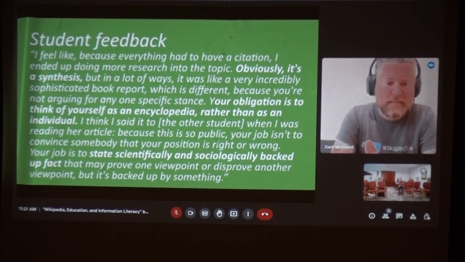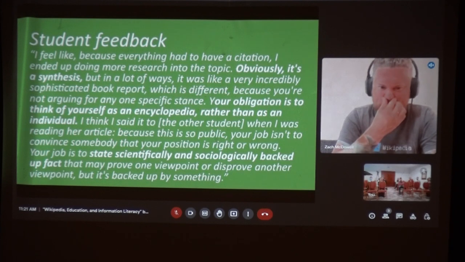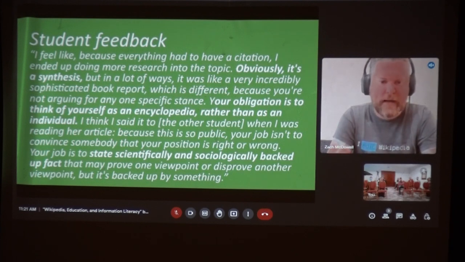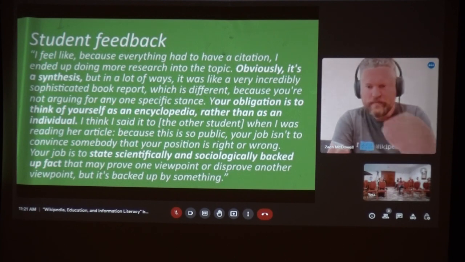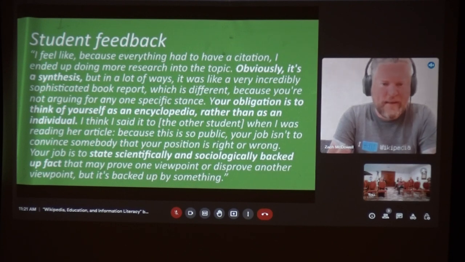So this is a thing that most students, when they come in, don't know how it works. They see Wikipedia as a singular document and not a collection of all the different things, written in a way to represent that knowledge. And then they say later, your obligation is to think of yourself as an encyclopedia rather than as an individual. I think they mean as part of the encyclopedia.